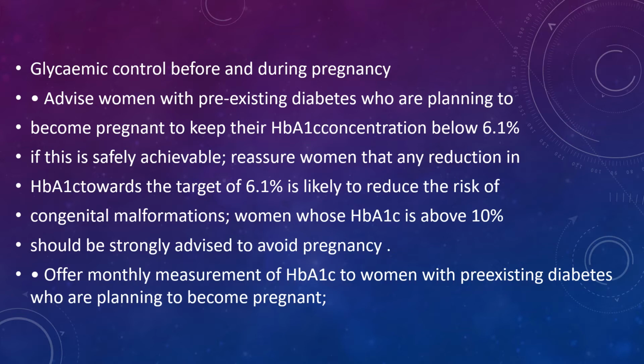Advise women with pre-existing diabetes who are planning to become pregnant to keep their hemoglobin A1C concentration below 6%. If this is safely achieved, reassure the woman that any reduction in HbA1c is likely to reduce the risk of congenital malformation. It reduces but does not eliminate the risk of congenital malformation. Women whose HbA1c is higher than 10 should be strongly advised against pregnancy unless they achieve good control. Offer monthly assessment of HbA1c to women with pre-existing diabetes who are planning to become pregnant.